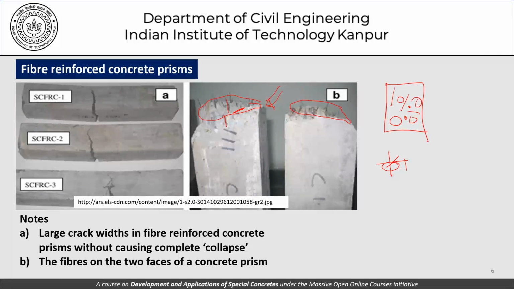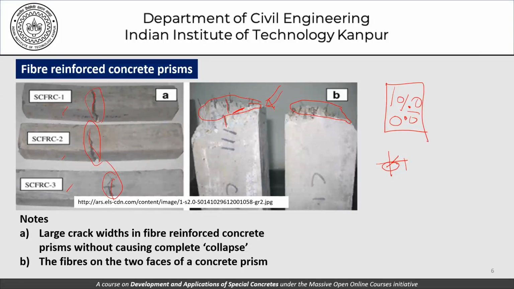These pictures here tell us how these small beams or fiber-reinforced prisms, which do not have any steel reinforcement, behave, and we can see that the crack propagation is quite different depending upon different types of fibers and different fiber contents and so on. But what is important to note is that none of these beams have really failed and broken into two.